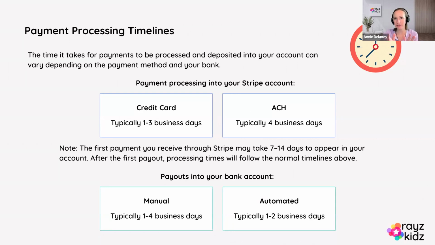And the other piece, once it's in your Stripe account, you can then bring it as a payout to your bank account. You can do this on a manual basis, when you just choose at what point you would like that payout, and you can process a payout, or you can do it in an automated fashion, which we generally recommend. The manual can take a little bit longer. It can take 1 to 4 business days, but the automated is typically 1 to 2 business days. If it's automated, you can say whether you would like it done weekly, daily, or whatever frequency you would like.